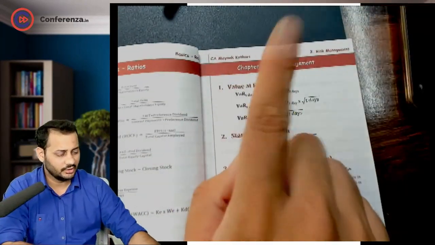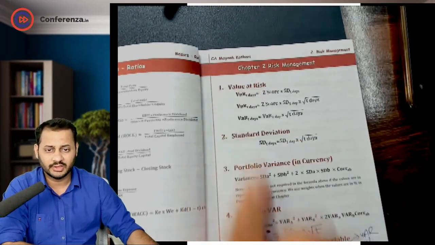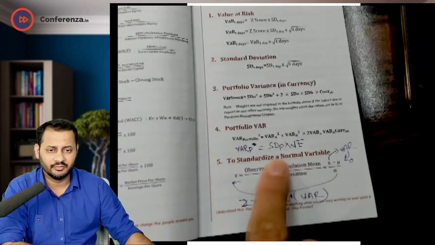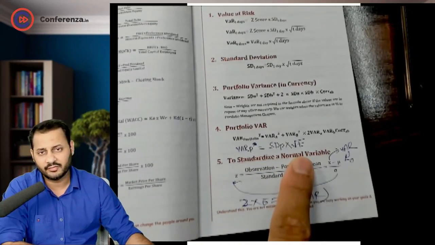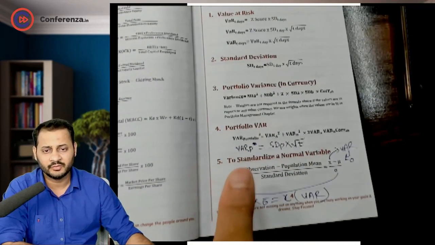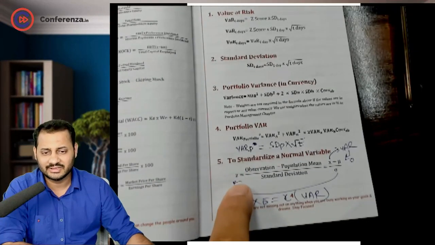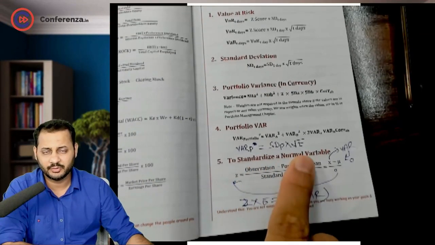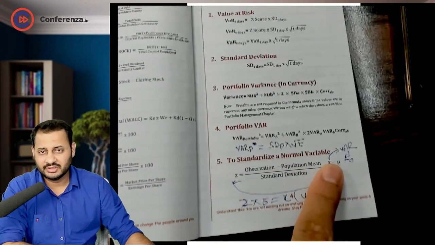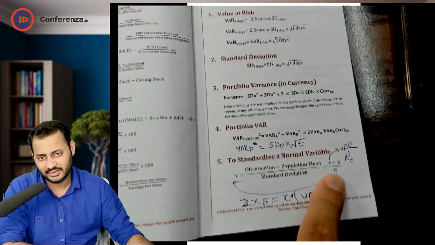So just have a look. This is our chapter risk management. We have learned these formulas. And we started with the first formula, that is to standardize a normal variable. Couple of requests that I will make is that please take a pen and write down couple of formulas. So to standardize a normal variable means to find out the z-score. It is the observation minus population mean divided by standard deviation, where observation is x, population mean is mu, and in the denominator it is standard deviation.